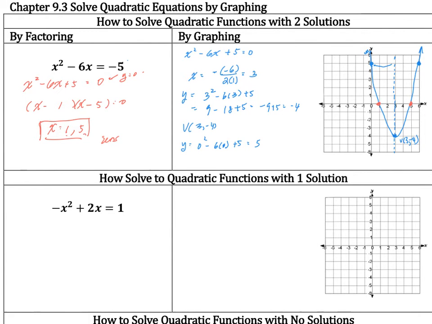Now we just looked at how to solve a quadratic function with 2 solutions. We're going to look at how to solve a quadratic function with 1 solution. So again, I'm going to rewrite this quadratic function as negative x squared plus 2x minus 1 equal to 0. And then I'm going to find the axis of symmetry. So it's at 1, x equal to 1.